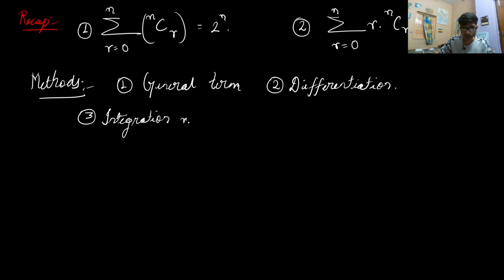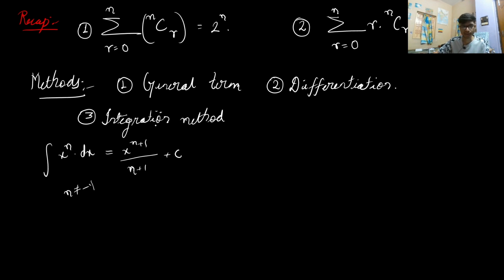Why is this particular method known as the integration method? Because we know that the integral of x to the power n dx, for n not equal to minus 1, is x to the power n plus 1 divided by n plus 1 plus some constant. So we can use this whenever we have a series expansion of a binomial series with variable terms in the denominator. We can think of this particular approach, the integration approach.